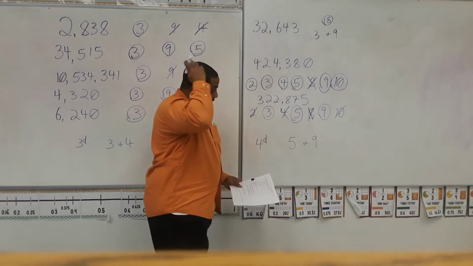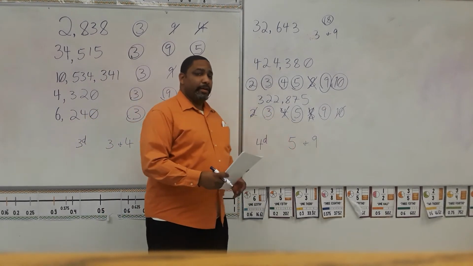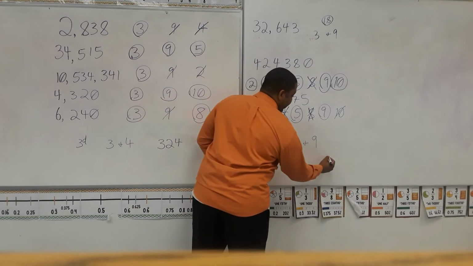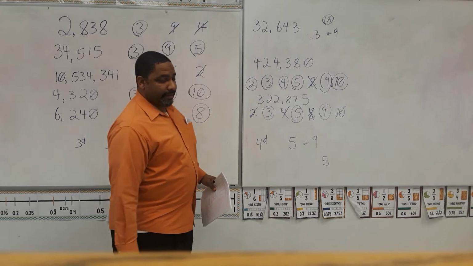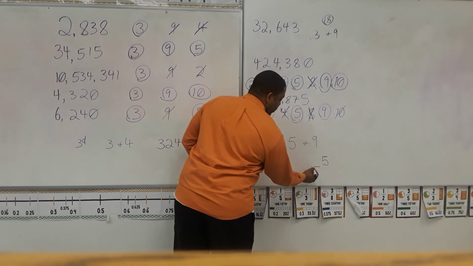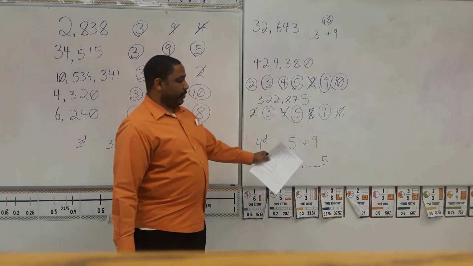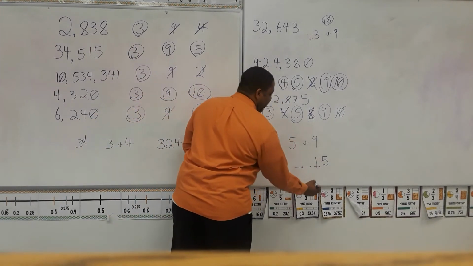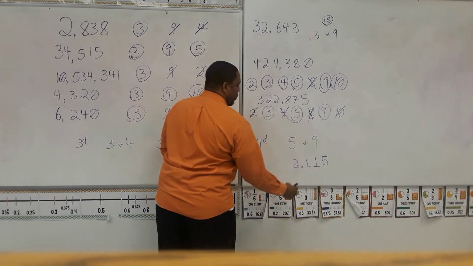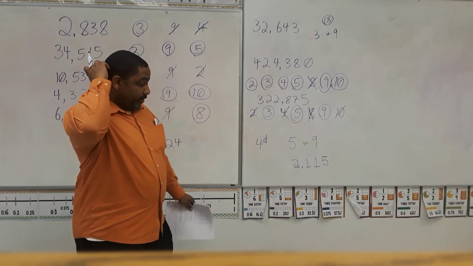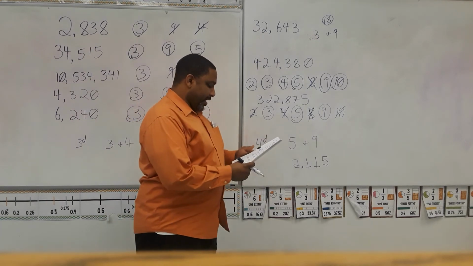This one, we're supposed to set up a 4-digit number divisible by 5 and by 9. So we know if the last digit of that number happens to be a 5, then it will be divisible by 5. From there, we're just going to count up until we get 4 digits and make sure that the total is 9. So we're starting at 5, we're going to add 1, we're at 6. We're going to add 1 more, we're at 7. We add 2 more, we're at 9. 2,115 is going to be divisible by both 5 and by 9.